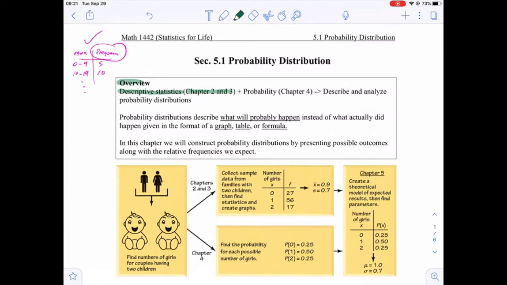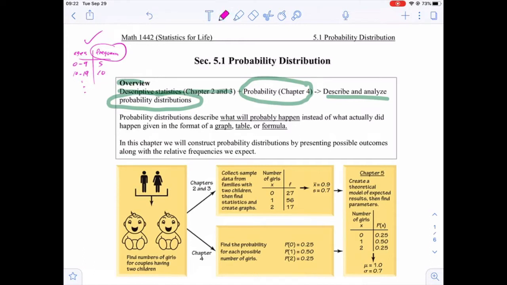In chapter 4, we started learning about probability. We defined probability and we studied some types of probability like conditional probability and Bayes' theorem. Now, in chapter 5, we will use the probability learned in chapter 4 to describe and analyze what are called probability distributions. So instead of dealing with frequency distribution, for example, we deal with probability distribution.